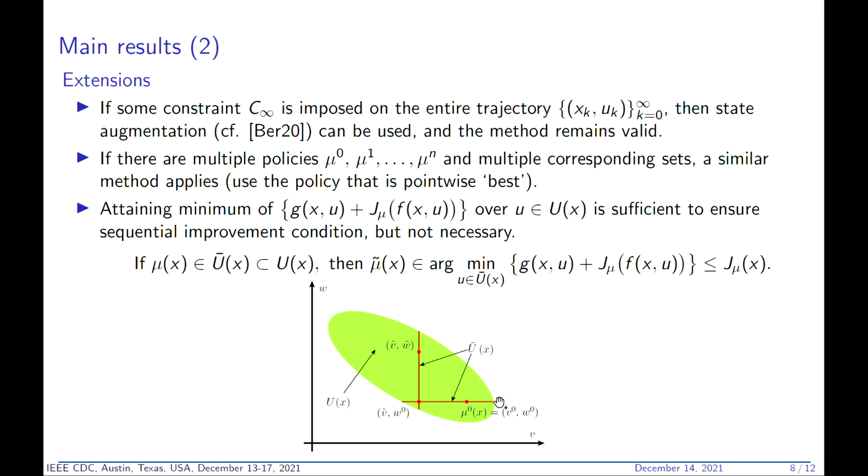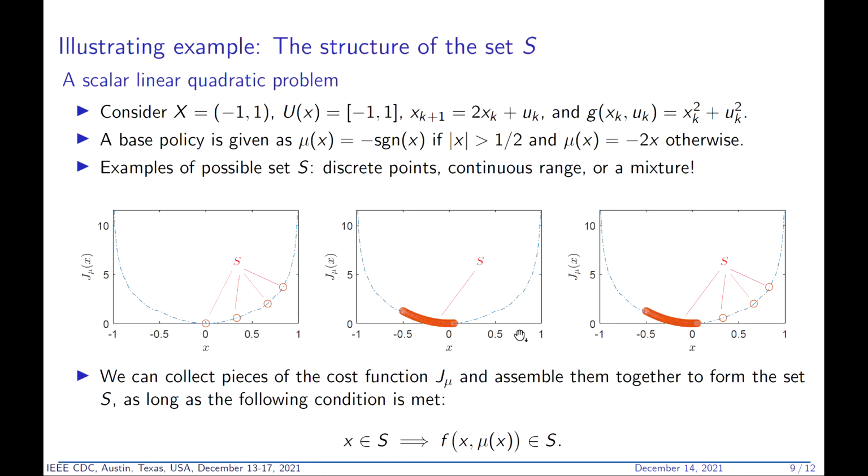And this has application in multi-agent problems where one can optimize first only one control, after which optimize the second control. Thereby, effectively, we construct this set U bar, which is a union of two line segments instead of optimizing over the entire ellipsoid. Now let's look at an example that illustrates the structure of the set S.